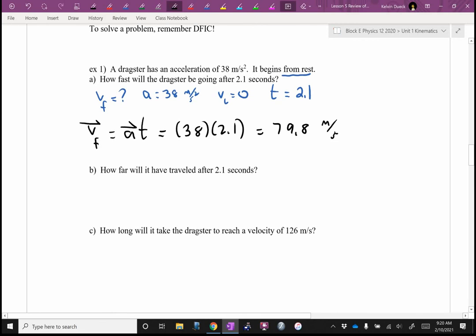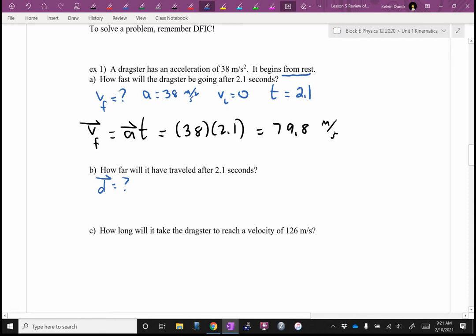Mansion, what's B want me to find? And technically, we're going to end up finding a displacement, I think. How many seconds in B? Mansion, my friend. How many seconds in part A? I'm not going to relist everything because it's the same situation. I'm looking for an equation that has, well, which equation? Ooh, very nice. You could also have used VF squared equals VI squared plus 2AD. The only thing then is you'd be using your answer from part A to find part B.